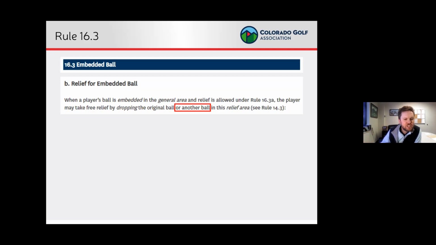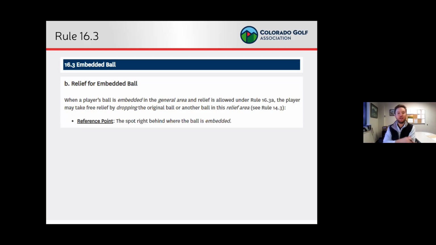Again, typically you're just going to pick up the ball, clean it, and use that same ball. But whenever we have a relief area under 14.3, we're going to establish reference points, and then that relief area is going to tail on after that reference point. It's hinged to that reference point. So the reference point is the spot right behind where the ball is embedded.